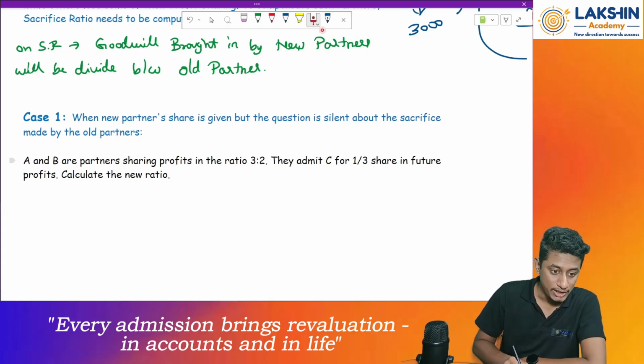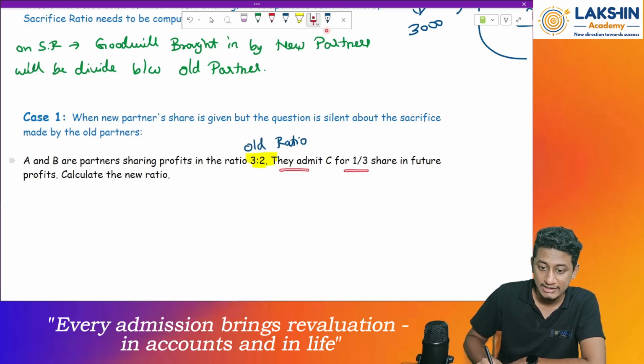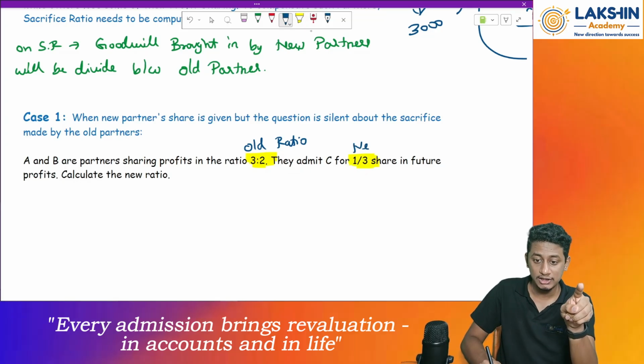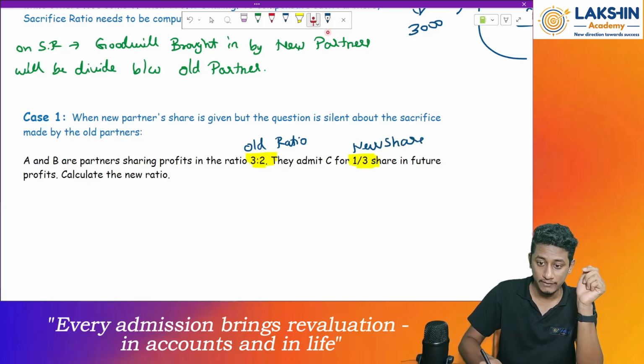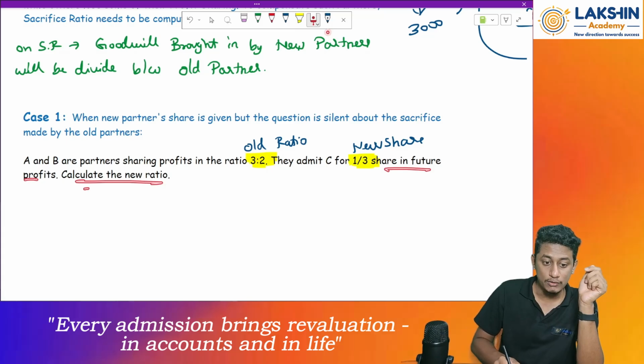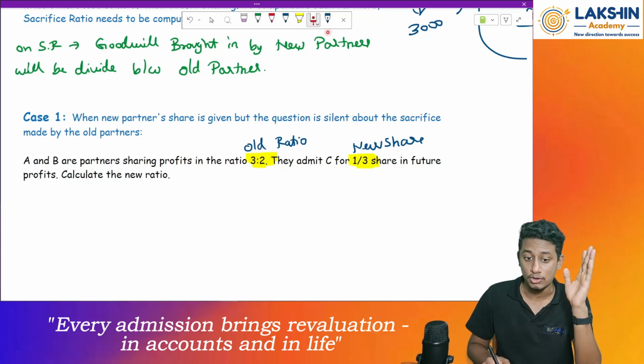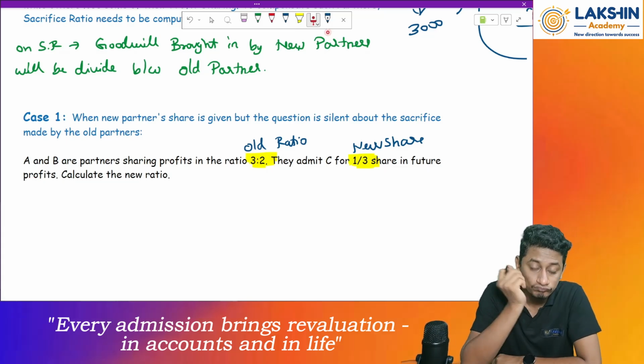So, look at the example. A and B are partners sharing profits in the ratio 3:2. What is this 3:2? This is my old ratio. They admitted C for 1/3 share. What is this 1/3 share? This is the new partner's share. In the future profits, calculate the new ratio. They have asked us to compute the new ratio. But do I know the sacrifice ratio? No, sir, nothing is given.